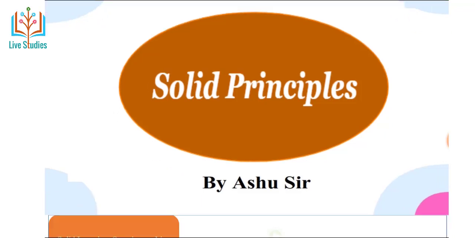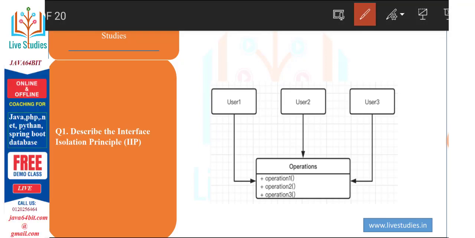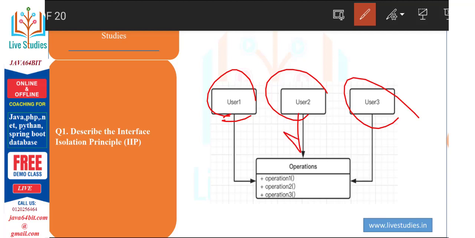So my first question is, describe the interface segregation principle, right? ISP. So basically, suppose I am creating a program, there are three users: user 1, user 2 and user 3, and you can write the code through the operation. So as there are three users, the operation will have three methods: operation 1 method, operation 2, operation 3.